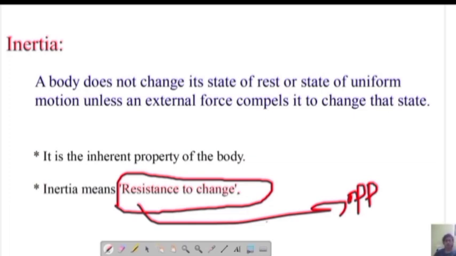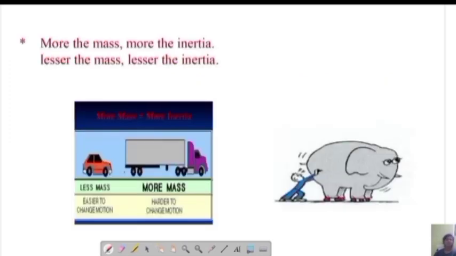Okay, you will come to know by seeing many of the examples in coming slides. So next we will see some other characteristic, that is more the mass, more the inertia, and lesser the mass, lesser will be the inertia. So what does it mean? It means that if an object is having more mass, it will be having more opposition to change its state.